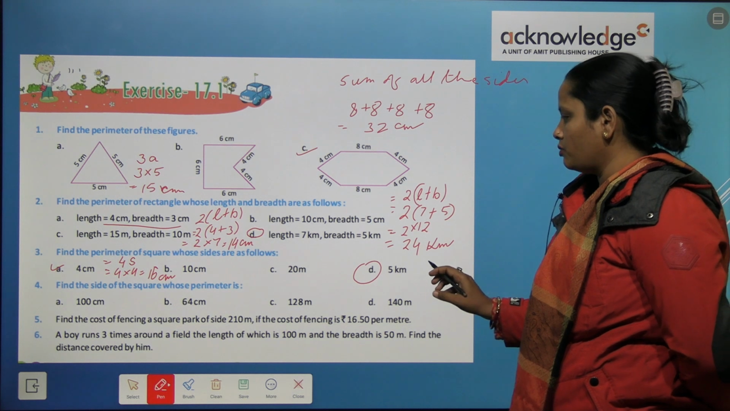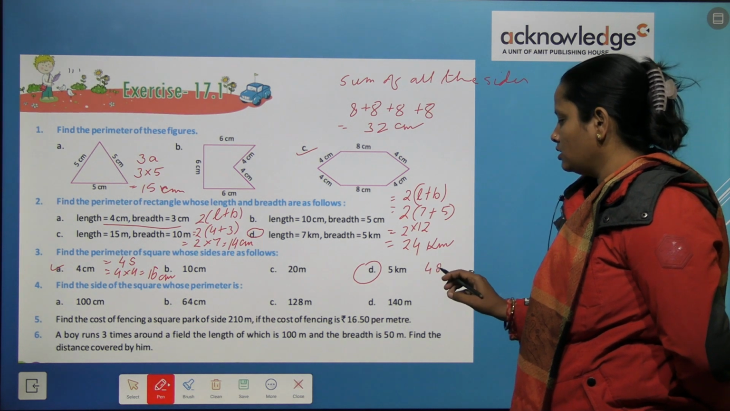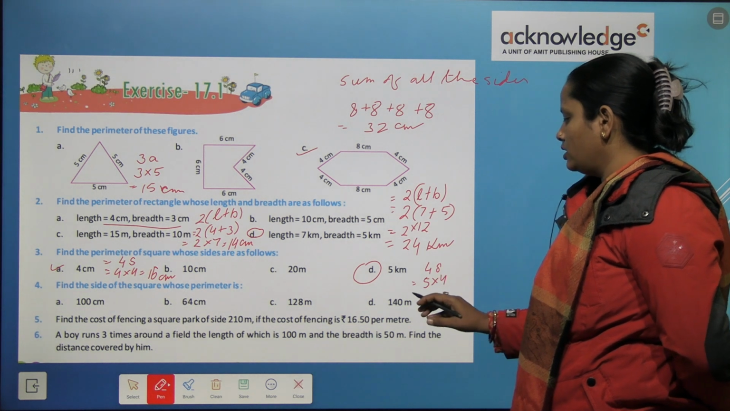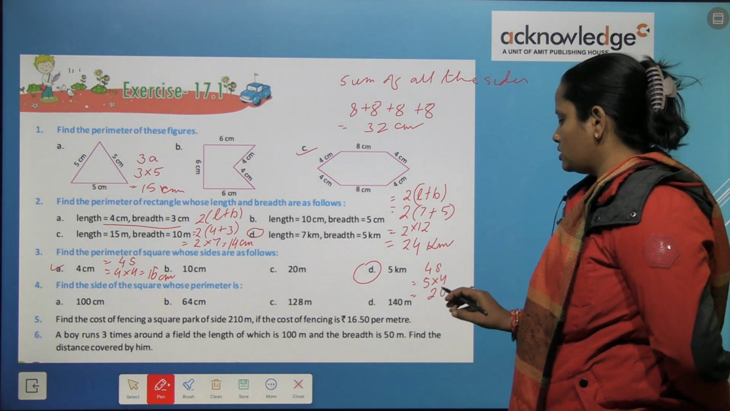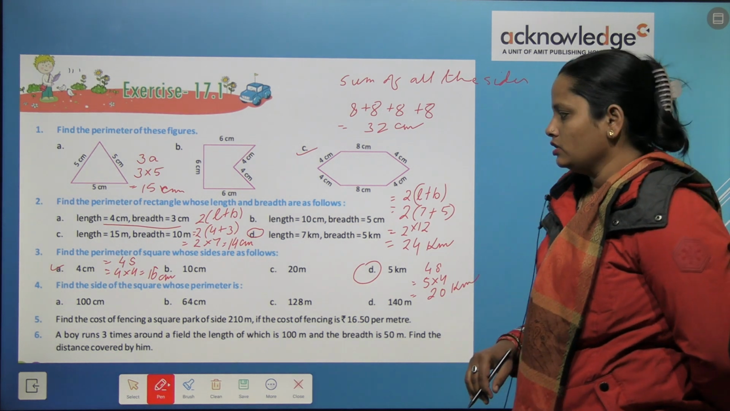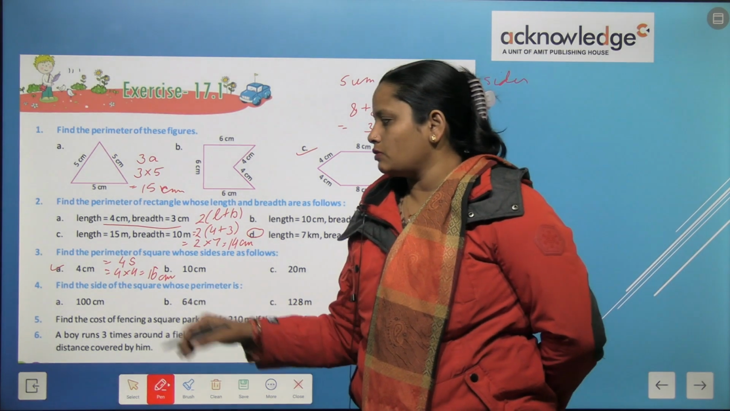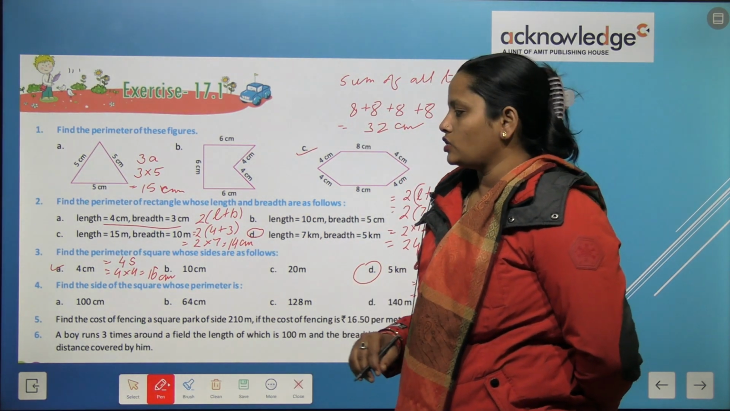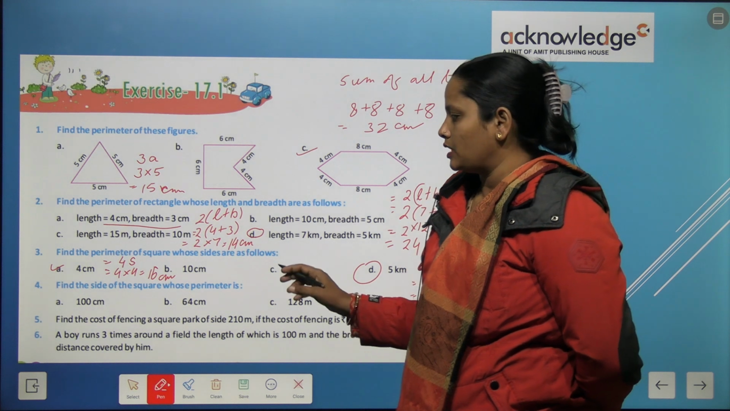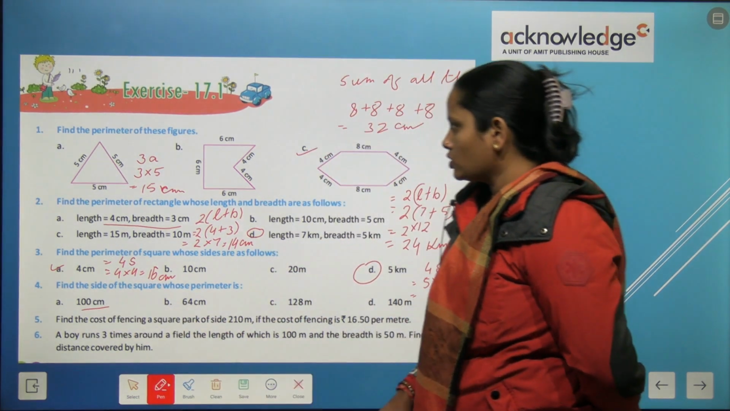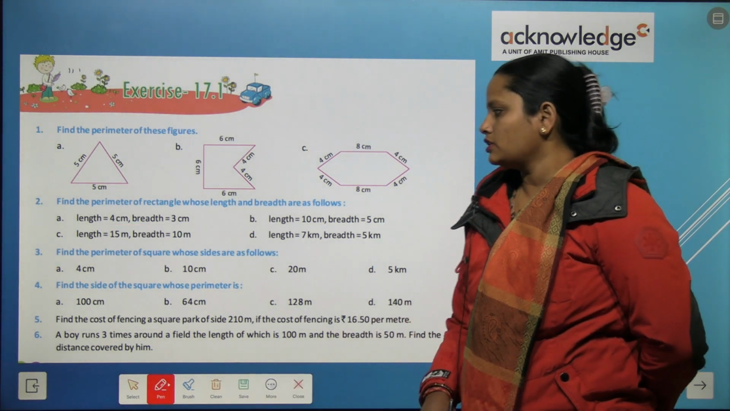5, the formula is 4S. Now 5 multiply 4 is equal to 20 kilometer. I hope this is clear to you. Now let's move to question number 4. Find the sides of the square whose perimeter is. Side जो है find out करना है square का जिसका perimeter है 100 centimeter. So let's clear this first.